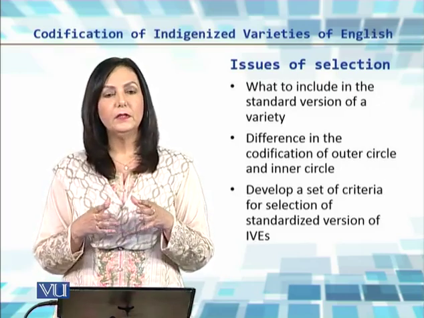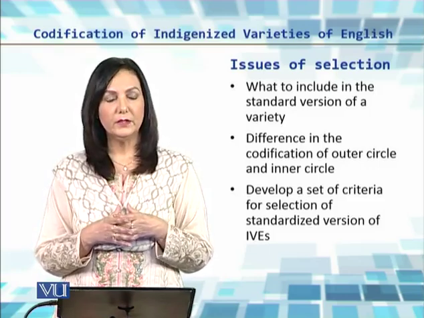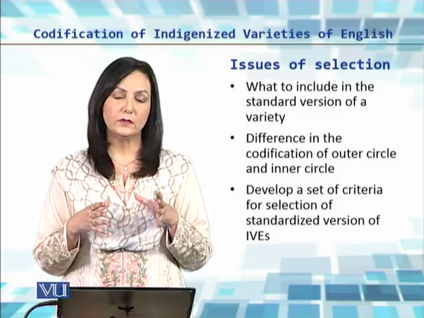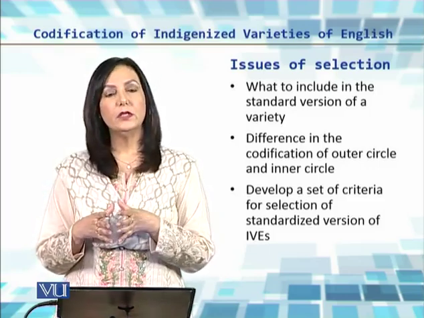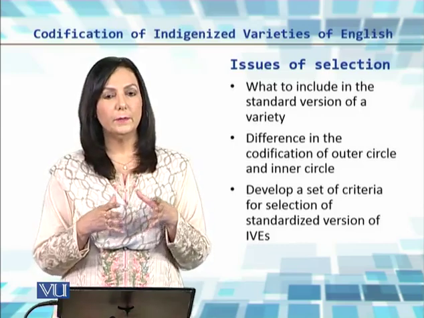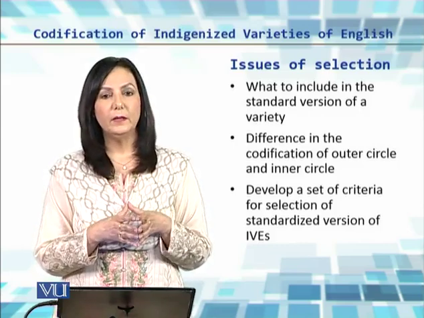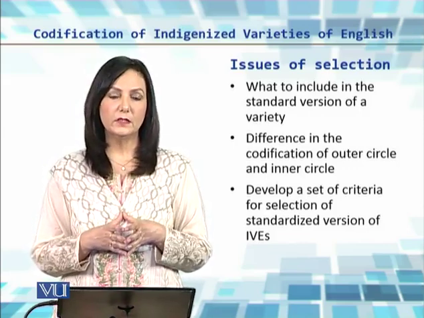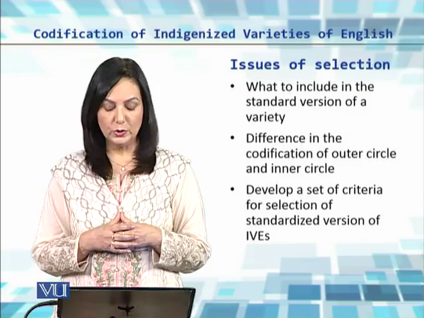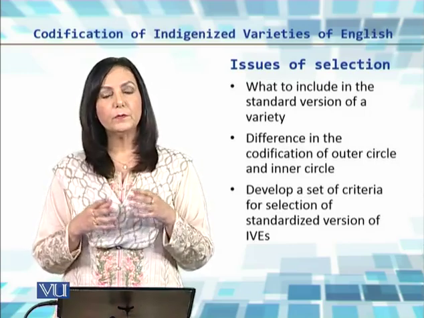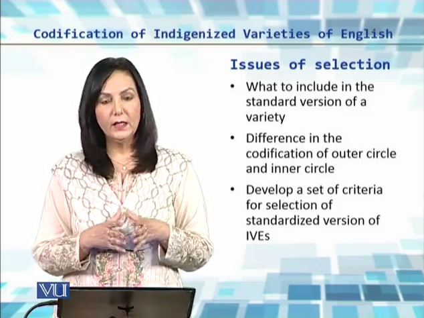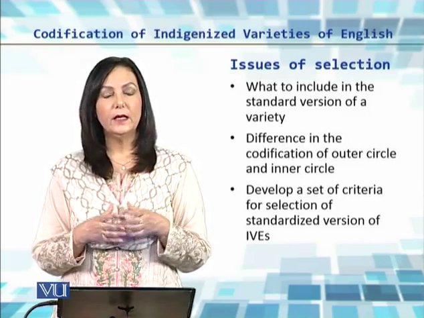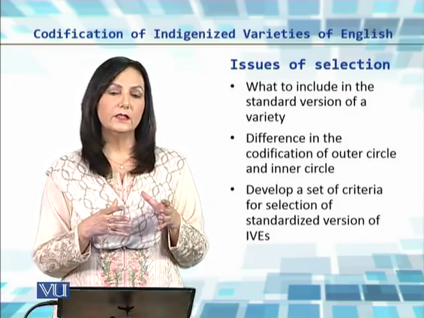For example, there are uses of English which are very unique to these regions and for which there is no comparable element available in the native varieties. So selection of such items is a very challenging job. The process of codification in the outer circle and the inner circle is very different.